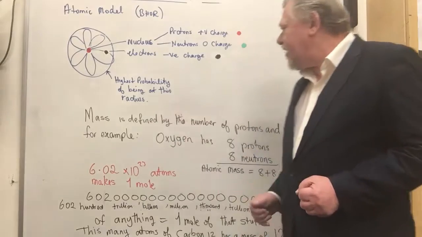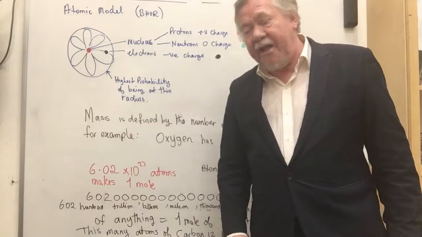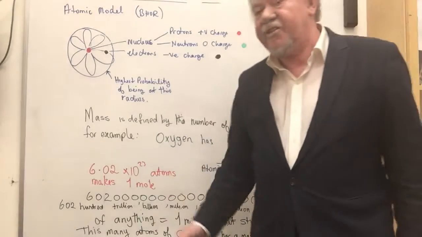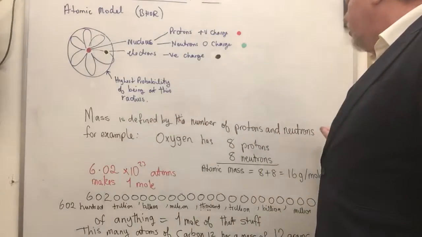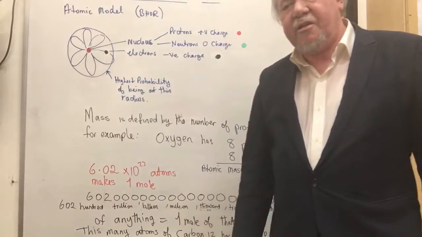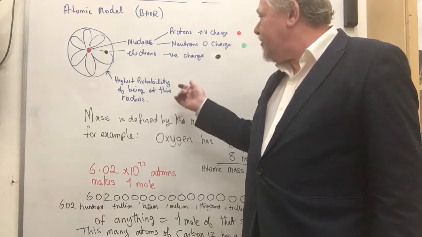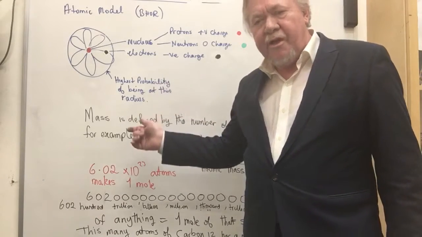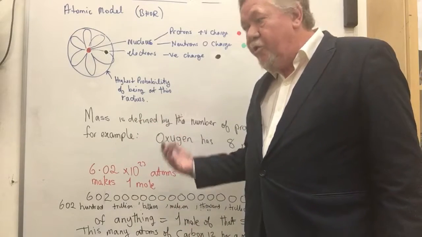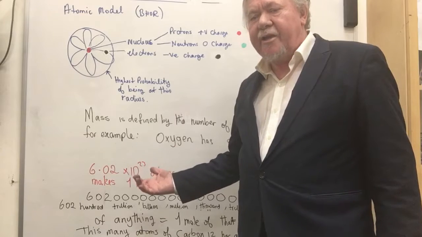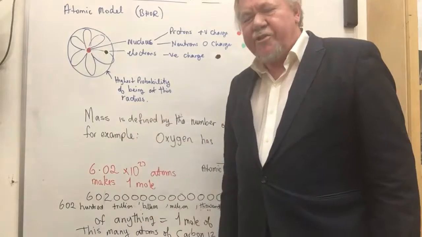All right, now let's have a look at this. So number one, we asked the question, what is mass? And the very definition of mass is right there. So the mass is defined by the number of protons and neutrons in a particular atom. Okay? The mass of the electrons is so negligible that we pretty much discount it. If we were using this model to work out the mass of a given amount of stuff, we would not consider the electrons.